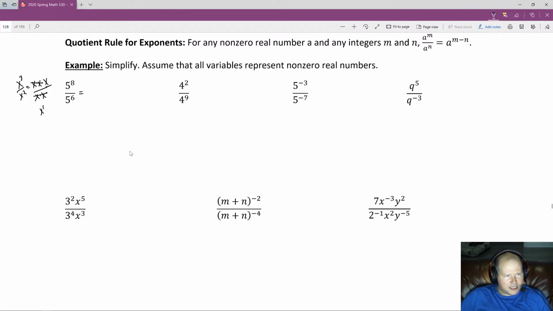So in this case, we had 8 5s on top. We have 6 5s on the bottom. So these 6 on the bottom are going to cancel with 6 of the 8 on the top, leaving you simply 2, right? 8 minus 6 is 2. So I'm actually going to write out the step. You don't have to do this. But I'm actually going to write the 8 minus 6, and that gives me 5 to the second power, right? All right, let's try the next one.